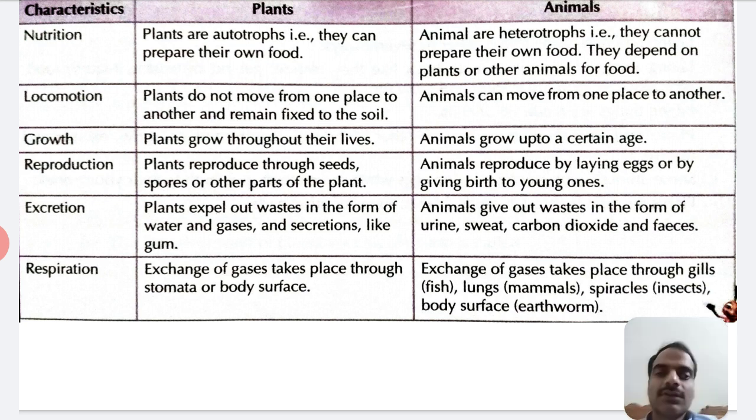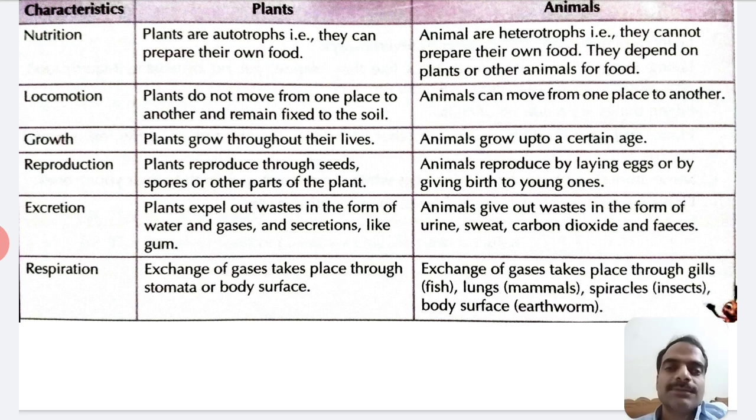Excretion. About the mechanism of excretion. In plants, plants expel waste in the form of water. Excess water vaporizes through the stomata of the leaves. Gases, meaning carbon dioxide, are thrown out in the process of respiration. Secretion: the plant secretes waste in the form of gum, latex, or sap.